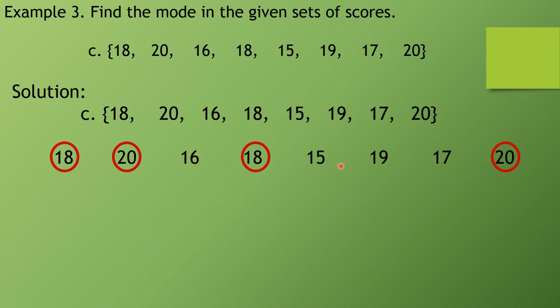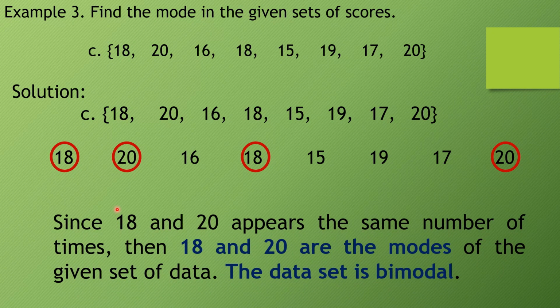Okay. So, si 16 wala, si 15 wala, si 19 and 17 wala. Wala sila nibalik. Only 18 and 20. Now, since 18 and 20 appear the same number of times, then 18 and 20 are the modes of the given set of data. In this case, na duha ka number ang atong mode, the data set is bimodal. Bimodal meaning there are two modes.